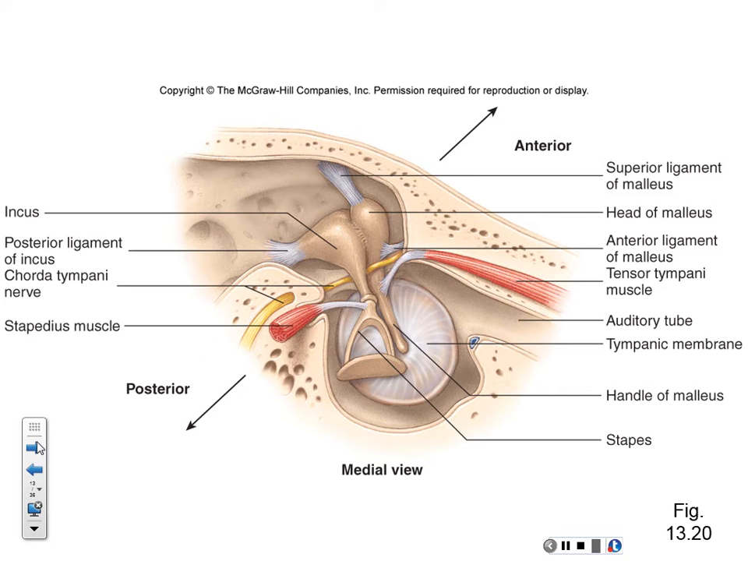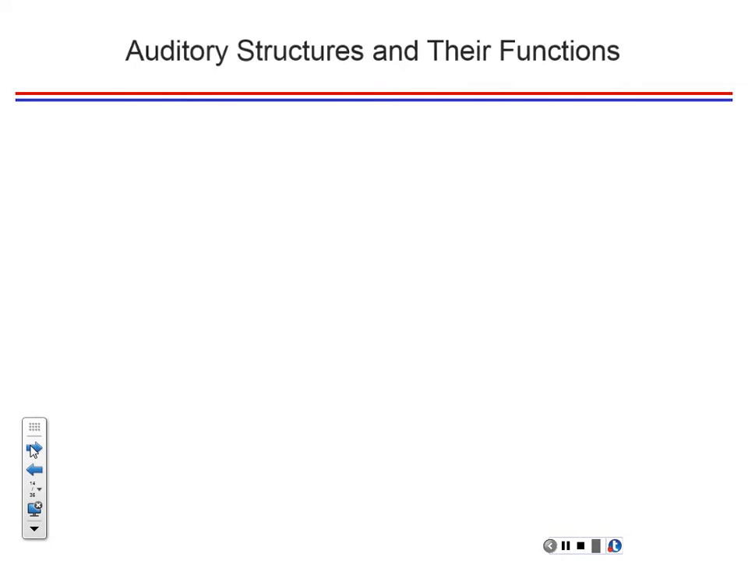So this one shows the stapedius attached to the stapes, and the tensor tympani attached to the malleus, and here is our facial nerve, the branch that controls taste from the anterior two-thirds of the tongue. It's called the chorda tympani because it passes through the ear between the malleus and the incus. That's one of the things I wanted to point out there.